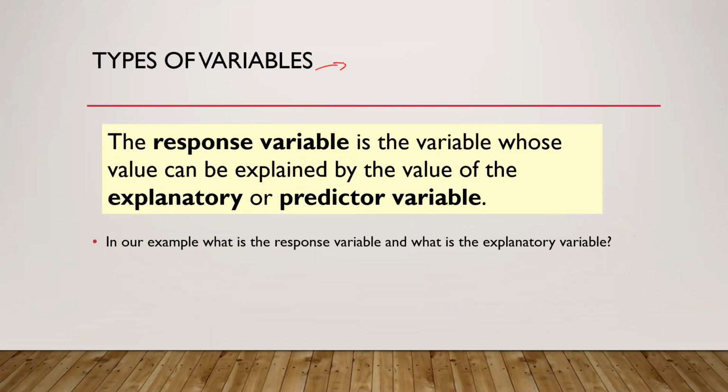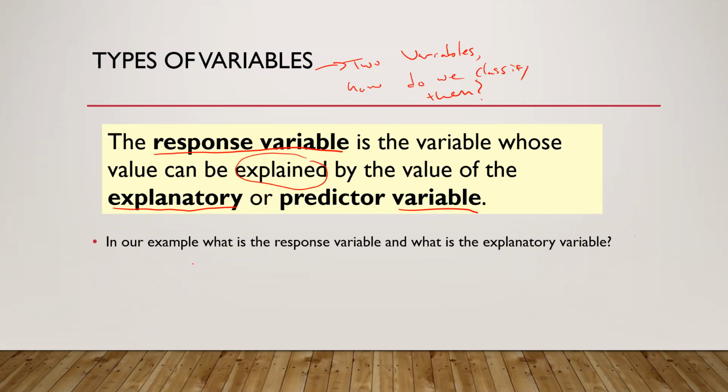Okay, so we have two variables. Now, how do we classify them? Okay, so when you want to study the relationship between two variables, you have something called a response variable and something called an explanatory variable. All right, so just a real simple definition is the response variable is a variable whose value can be explained, right, by the value of the explanatory variable.